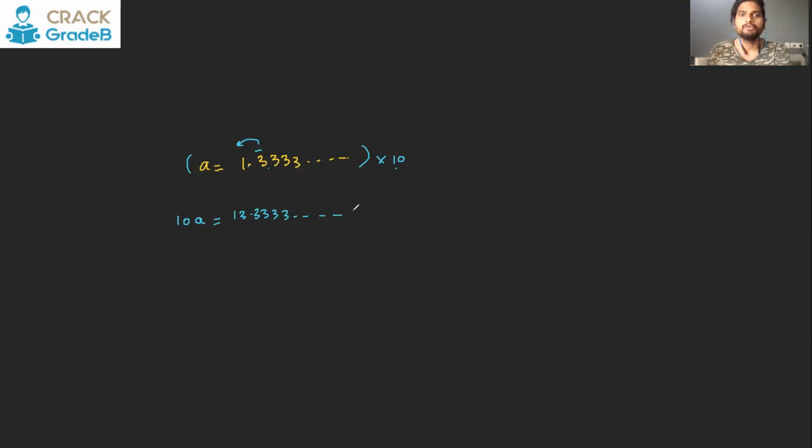And then what we do is we subtract the original number from the new number. So on the left hand side, we'll have 10a minus a, that is 9a. And on the right hand side, we'll have 13.3333 up to infinity minus 1.33 up to infinity. So after the decimal, there are 0.3333 up to infinity on both sides. So nothing will remain after the point once you subtract this. And on the left of the decimal, there will be 13 minus 1, that is 12. So a will be 12 upon 9. Dividing by 3, we get 4 upon 3. So as I said, the value of 1.33 is 4 by 3.